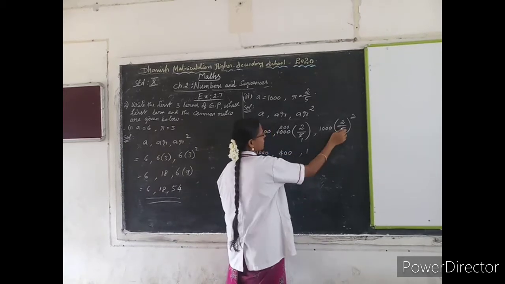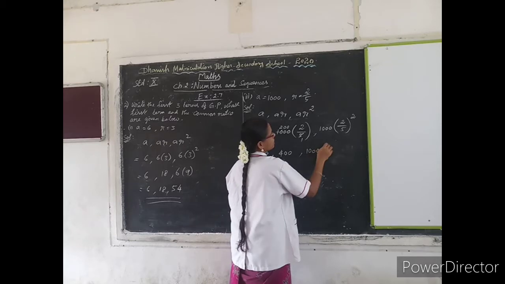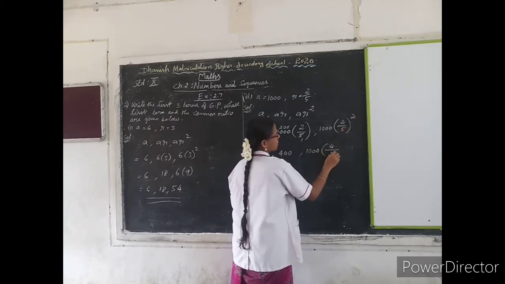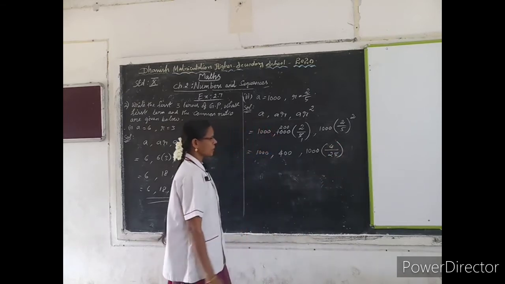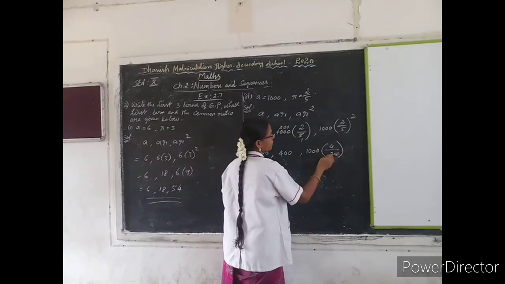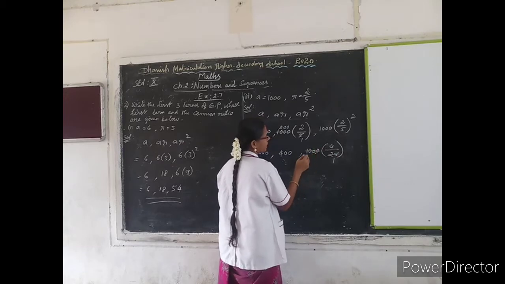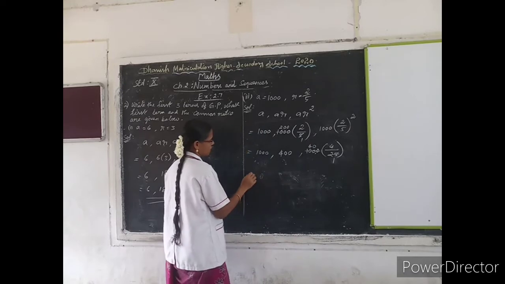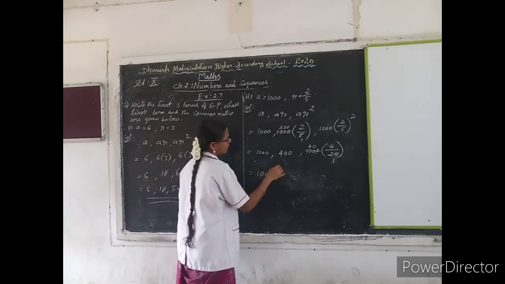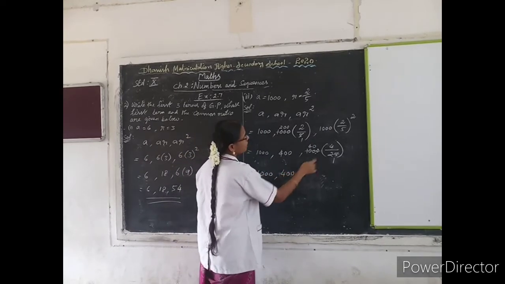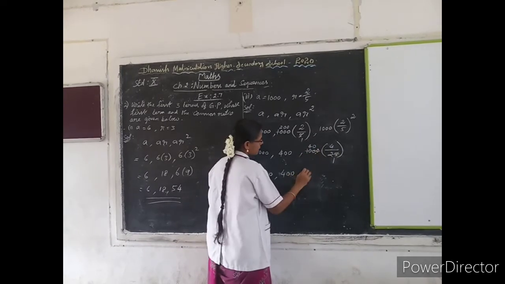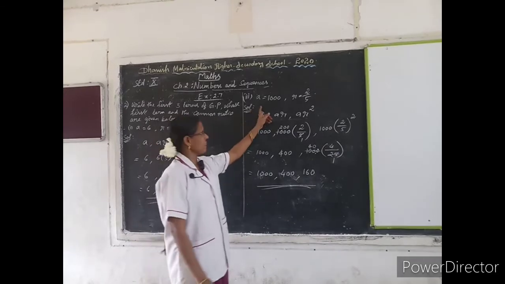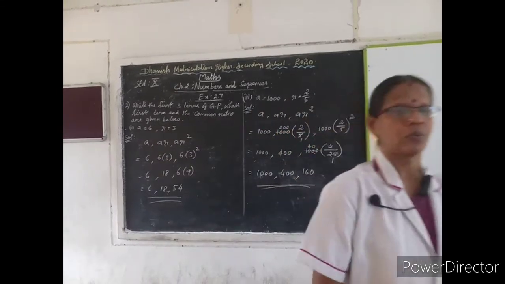Here first simplify the bracket. 2 square by 5 square, that is 4 by 25. Now cancel by 25 table: 25 one time, take this 100, 4 twenty-fives are 100, take this 0. Now 1000, comma, 400, comma, 40. This is our GP for the given A and common ratio.